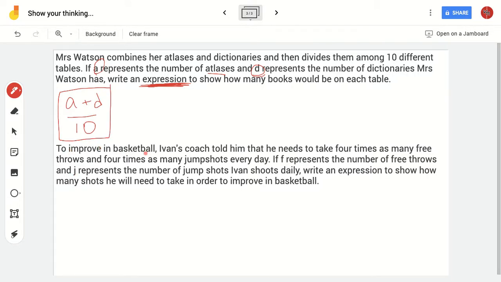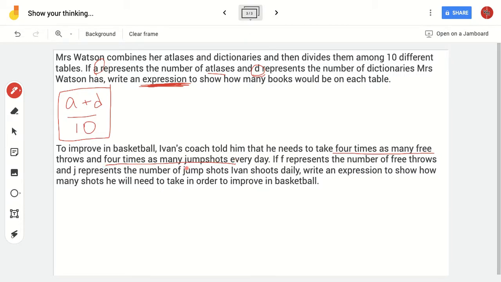How about this next one? Holy moly, this is a long one. To improve in basketball, Ivan's coach told him that he needs to take 4 times as many free throws and 4 times as many jump shots every day. Now, I'm just going to read one sentence and think about what's going on. So we have this kid, Ivan, and his coach told him to get better at basketball, he needs to take 4 times as many free throws and 4 times as many jump shots every day.